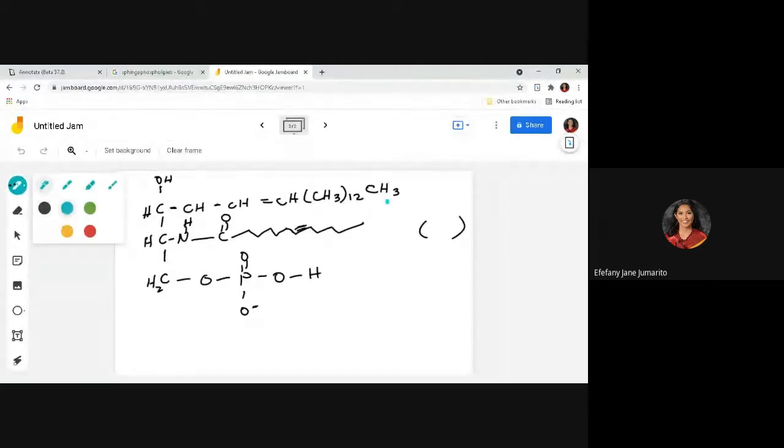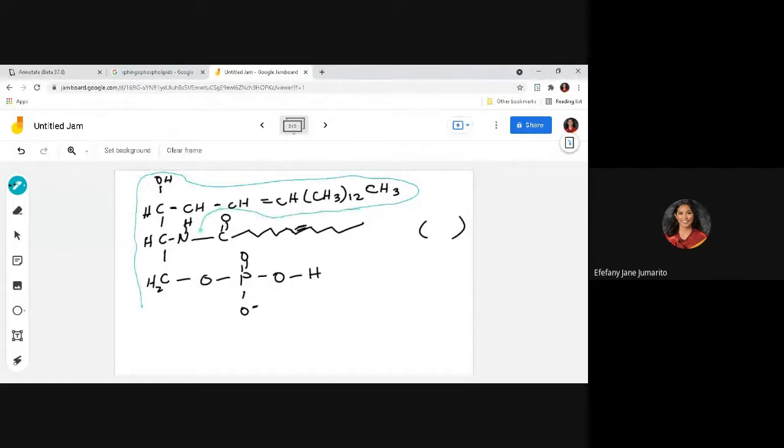Okay, here. This one. This whole thing here is your sphingosine backbone. Sphingosine backbone. Then you have here your fatty acid. Then your phosphate, and then your alcohol group. Okay? Do you see, class?